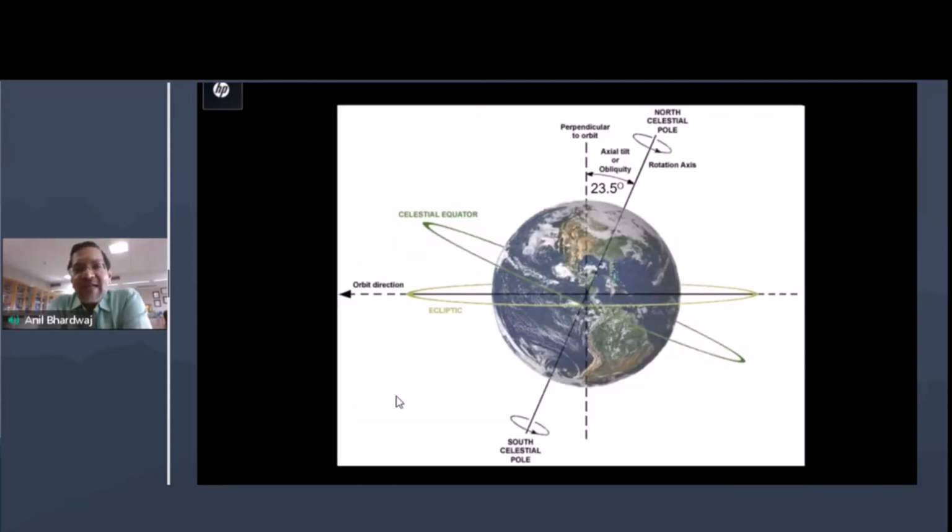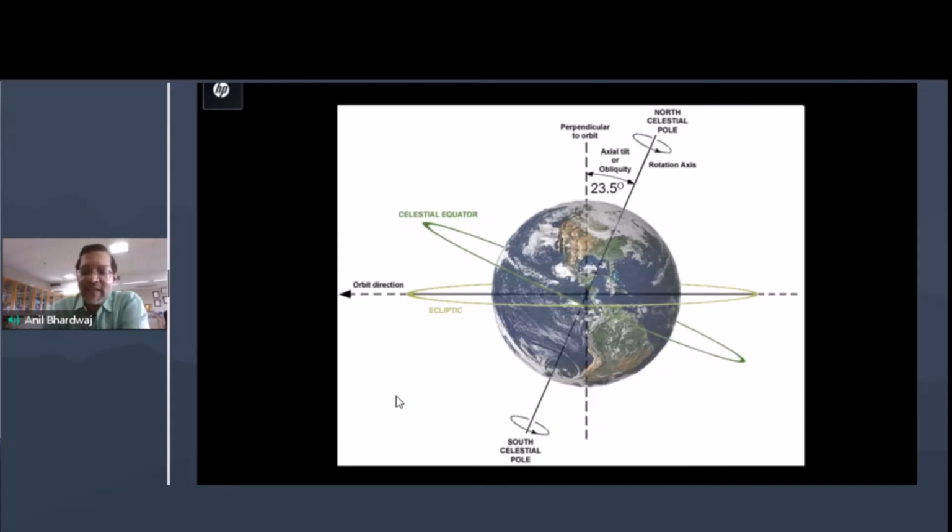Let us now look at some of the properties of our solar system and try to see how they compare in different planets. So first of all, this one which you are seeing over here on the screen is the Earth, which is tilted by 23.5 degrees from its axis. And because of this tilt, we have seasons on a planet like Earth.